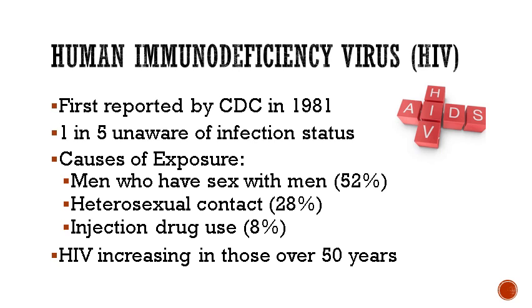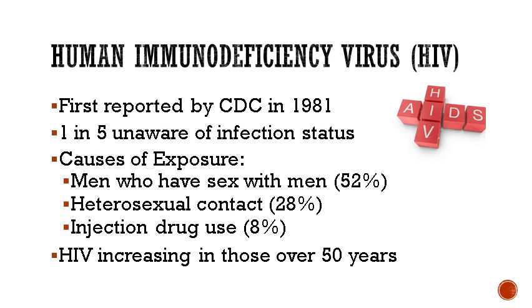So HIV, the human immunodeficiency virus, was first reported to the CDC in 1981. One thing to think about when we talk about HIV is that 1 in 5 individuals are unaware of their infection status. So that means there's a latency period from when someone could get infected until they begin to show signs or symptoms. That can help make this statistic come to life a little bit for you.